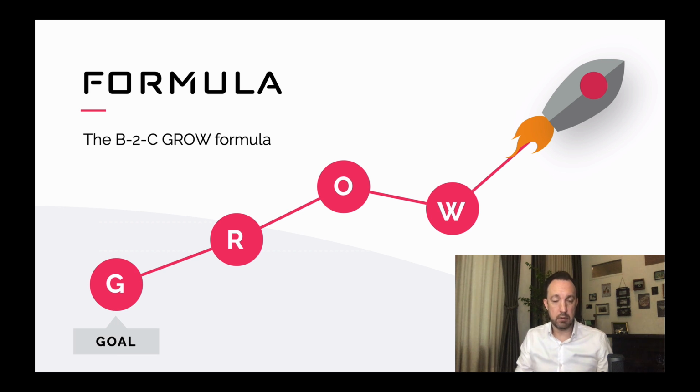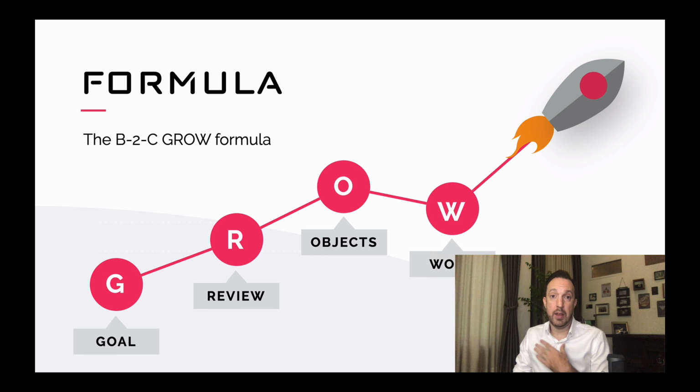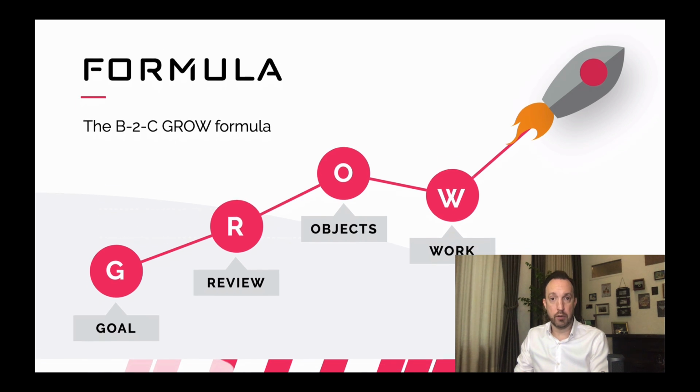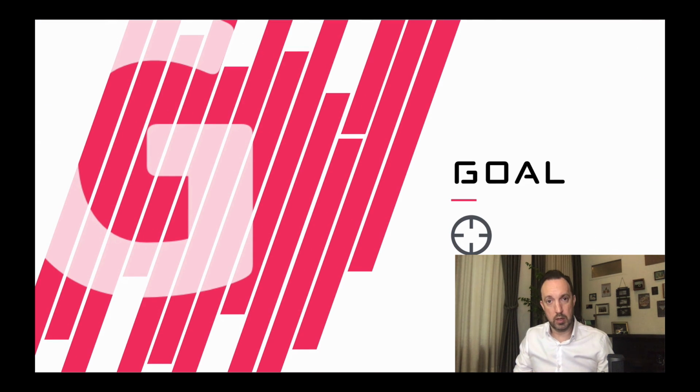But just to outline it, we start off with the goal. What are the actual objectives? Then we have a review of the content, and we make a proposal based on that content. Then we create and assemble those objects, the learning objects, and then we present that work to you in the form of prototypes and iterations. So that is the process overall. Let's take a more detailed look at each of these steps.